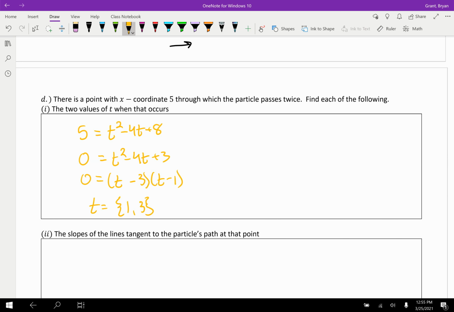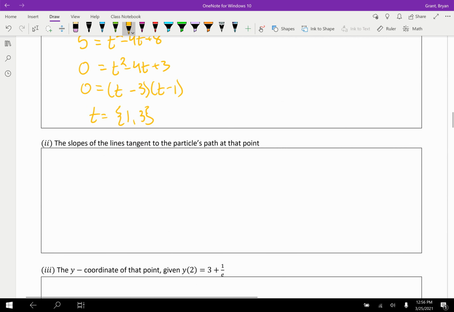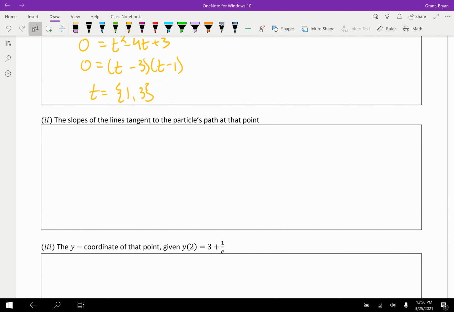Then they ask us to find the slopes of the lines tangent to the particle's path at that point. Okay, well, slopes, that's just our dy dx stuff, right? And so we've done this before. One of them is going to be dy dx evaluated at t equals 1, and the other is going to be dy dx evaluated at t equals 3. How do we do each of these? Well, it's going to be our dy dt evaluated at t equals 1. That's the equation I have in f2 of x, over, and then the other one was that, 2t minus 4, right?